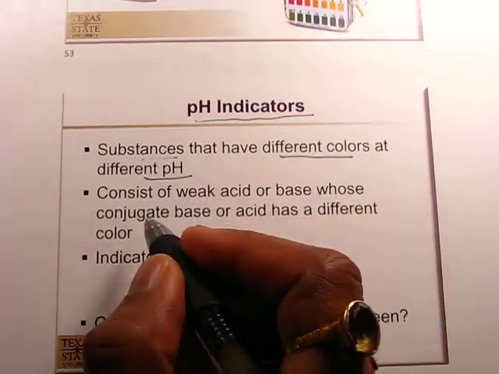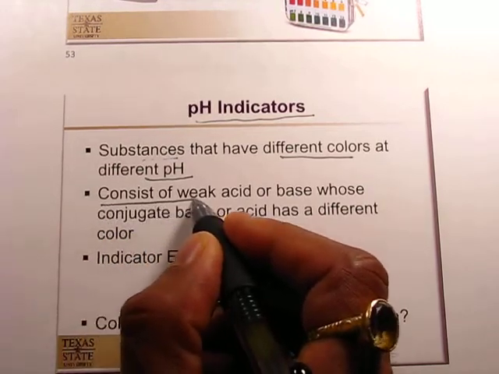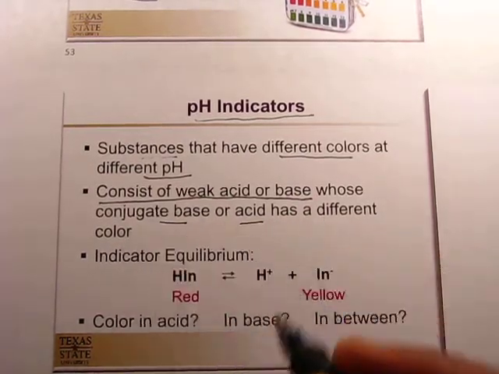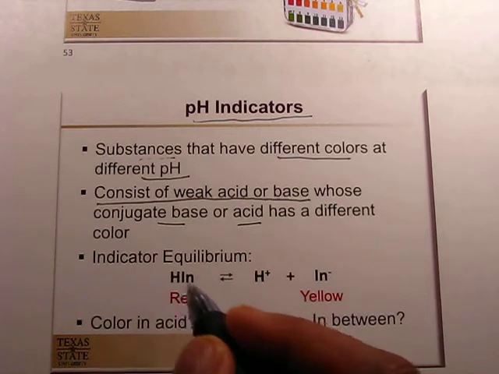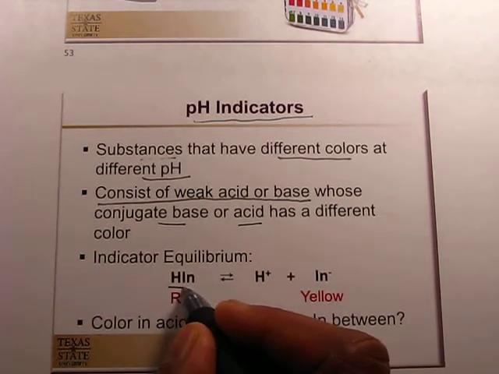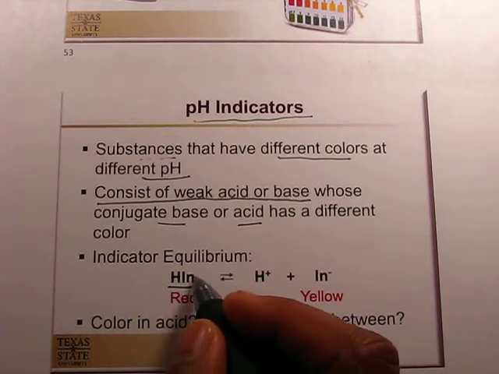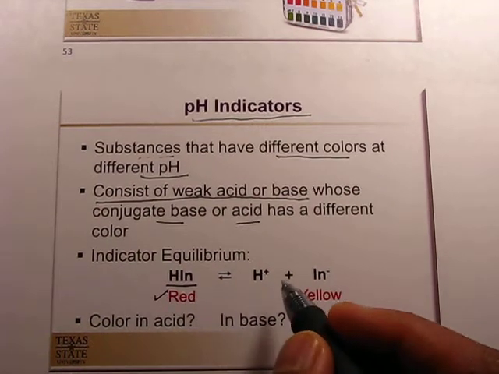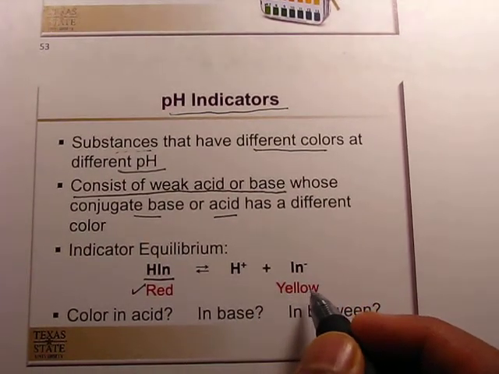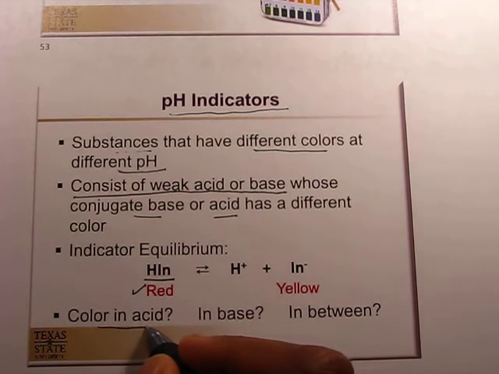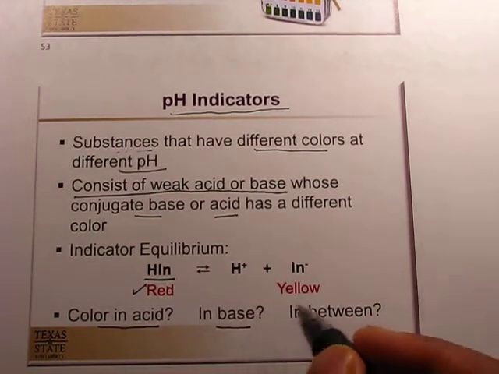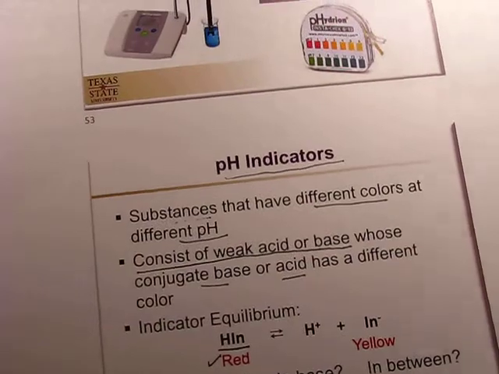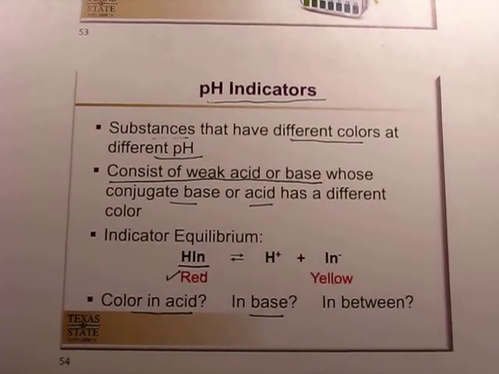So what are the pH indicators? pH indicators are usually weak acids or weak bases, and their conjugate base or conjugate acid has a different color. Here we abbreviate indicator as HIn. HIn means hydrogen with indicator. Once it ionizes, for example, if it is red, its conjugate base will be yellow. So the color in acid will be red, and in the base it will be yellow, and in between means somewhere neither acid nor base, or maybe less acid and less base.